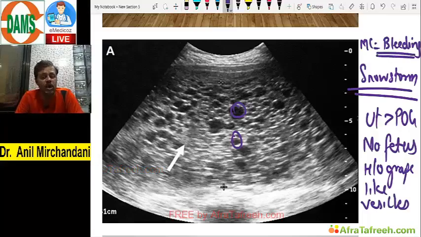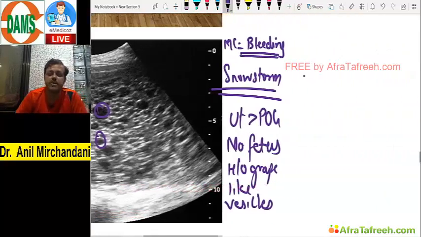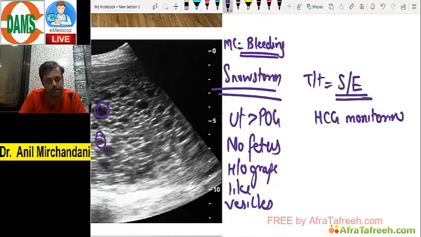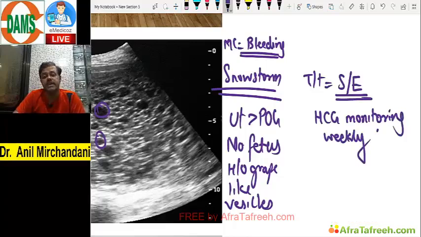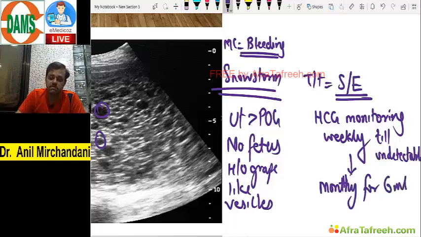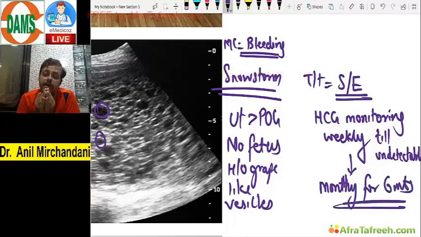This is complete mole, and the treatment of choice for complete mole is suction and evacuation, followed by HCG monitoring weekly. HCG monitoring has to be done weekly till it is undetectable. Then monthly for 6 months, and request the patient, please don't become pregnant again for these 6 months.